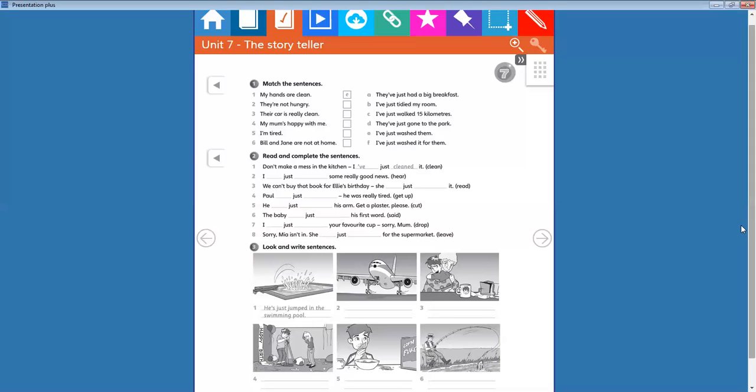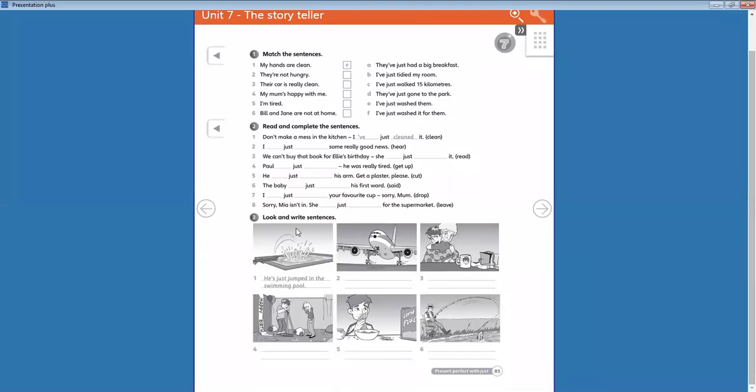And look at this exercise number 3. Look and write sentences. For example, he has just jumped in the swimming pool. There was a person here. He's just jumped. So he jumped now, but the jumping is finished, when he came into the water of the swimming pool. It means now. The same, look at these pictures and try to write sentences in present perfect.